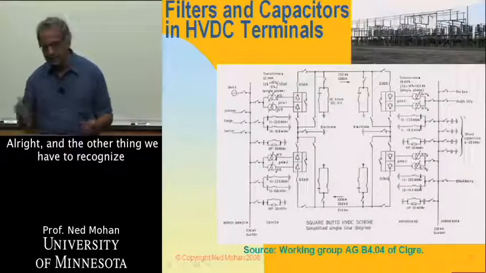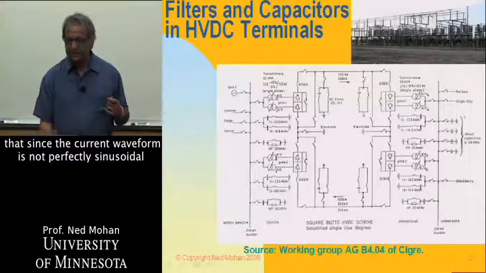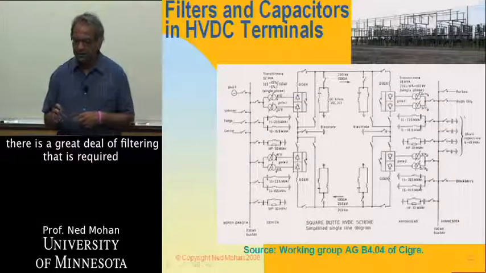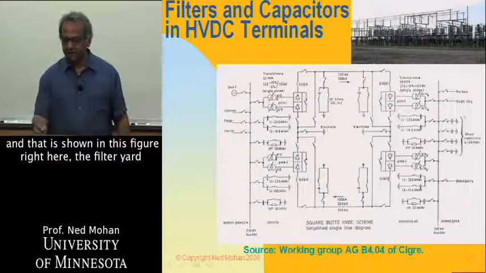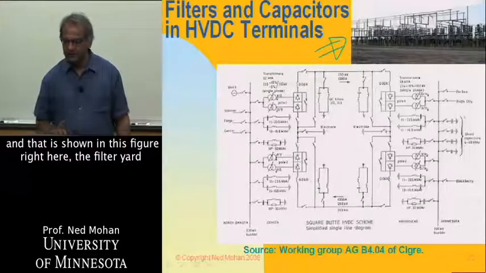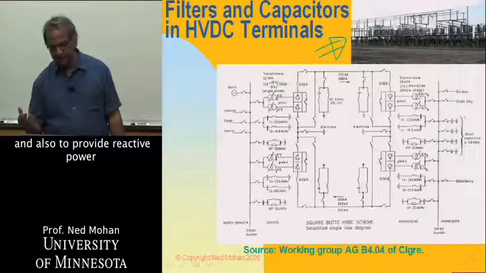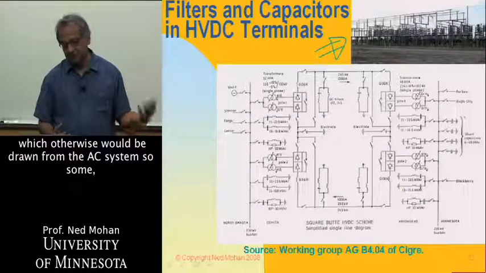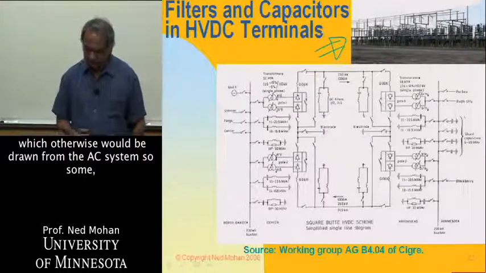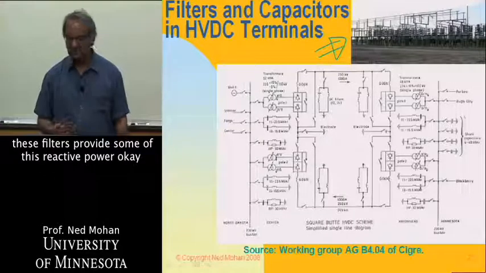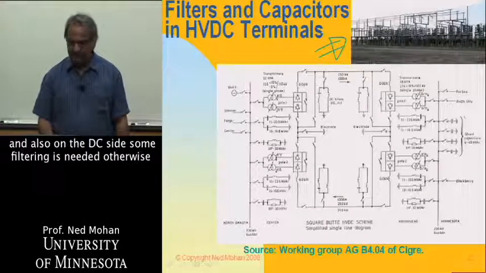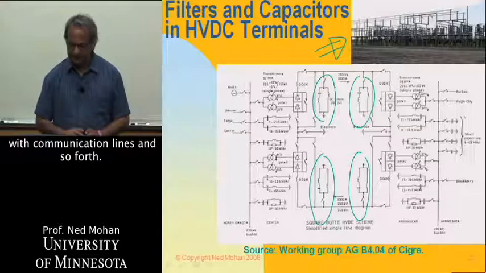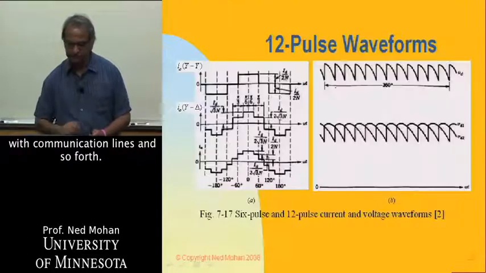All right, and the other thing we have to recognize is that since the current waveform is not perfectly sinusoidal, there is a great deal of filtering that is required, and that is shown in this figure right here, the filter yard, and also to provide reactive power, which otherwise would be drawn from the AC system. So some of these filters provide some of this reactive power. Okay, and also on the DC side, some filtering is needed. Otherwise, there could be interference with communication lines and so forth.